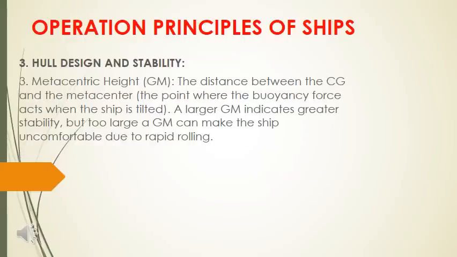Number 3, the metacentric height. The metacentric height is the distance between the center of gravity and the metacenter. That is the point where the buoyancy force acts when the ship is tilted. A larger metacentric height indicates greater stability, but too large a metacentric height can make the ship uncomfortable due to rapid rolling.